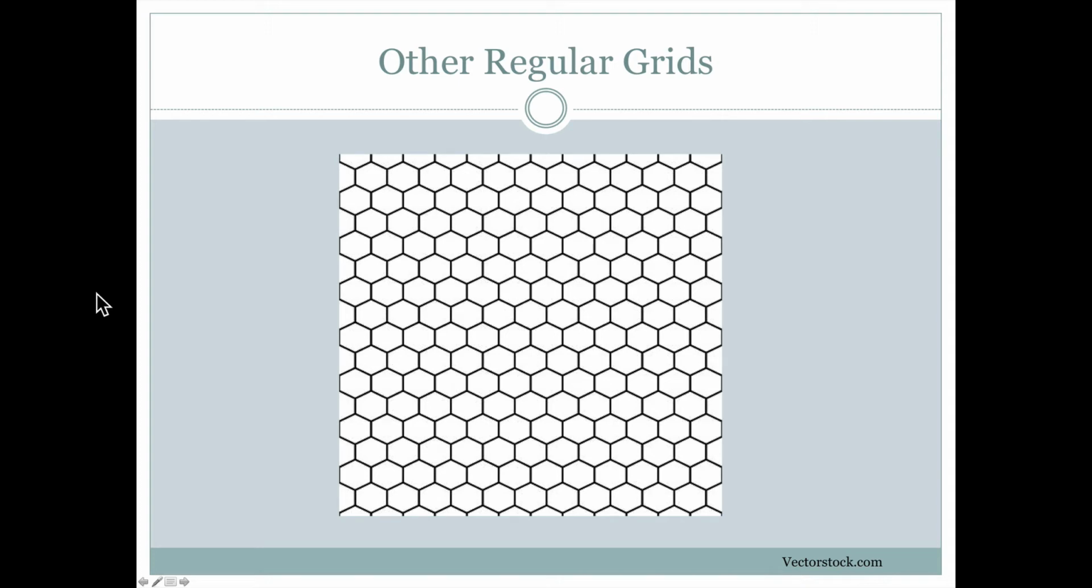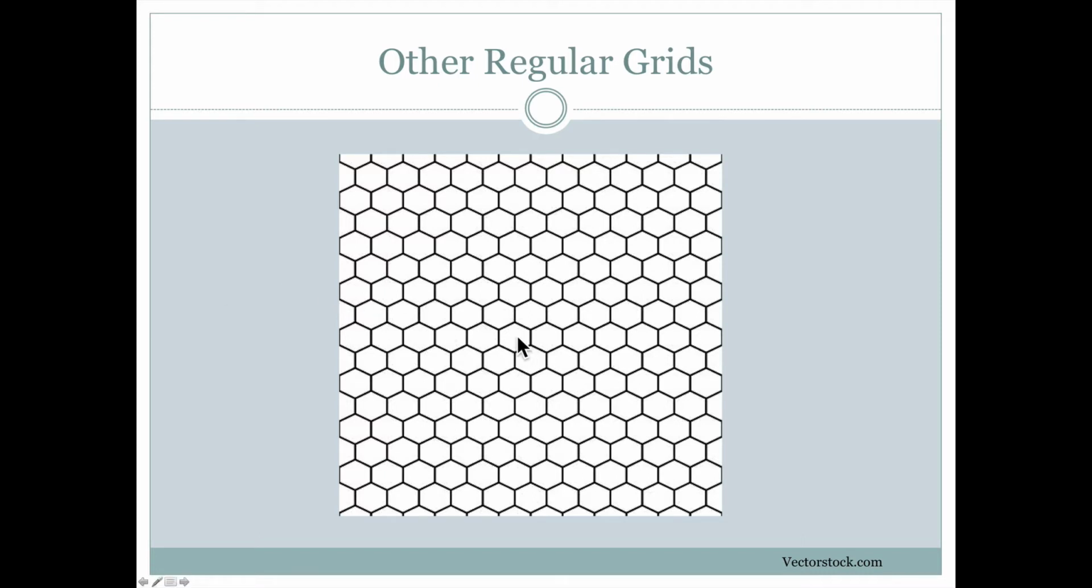Although square raster grid cells are by far the most common used in GIS, there's no reason that grid cells necessarily have to be square. And in fact, there are some advantages to other shapes of grid cells. For example, here's a hexagonal grid.